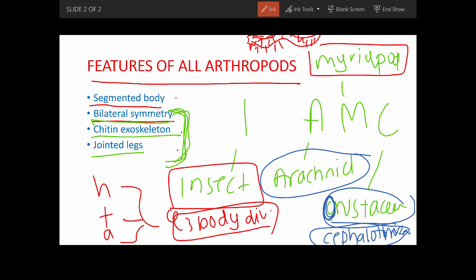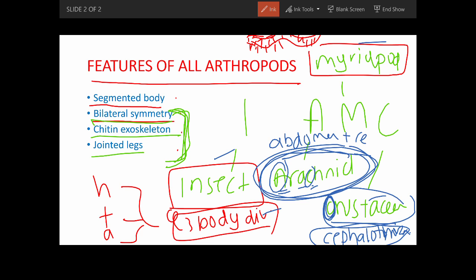Now your only thing left is arachnid. When you eliminate all 4 of these, arachnid is left, and it has 2 A's and 1 C. I just remember that A and C, it's going to have abdomen and cephalothorax. If you just remember IMC, you're going to eliminate: I means it has 3 body divisions. C, it has cephalothorax. M means myriapod, it has segmented body. And then A is your last one left, so it has abdomen and cephalothorax.